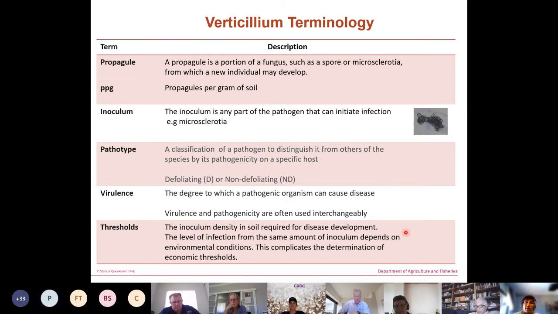Now, thresholds. This is related to the inoculum density, and it's the amount in the soil required for disease to develop. So that would be a threshold inoculum density. But it's really important to remember that the level of infection, despite the quantity in the soil, that you're going to see is highly dependent on the environmental conditions.